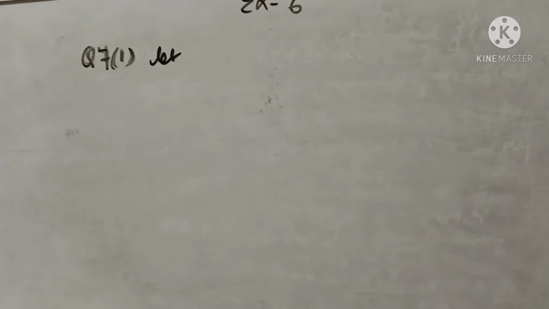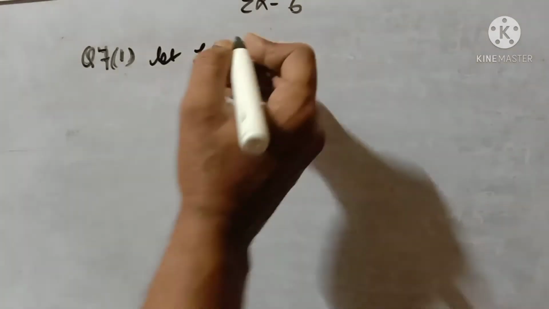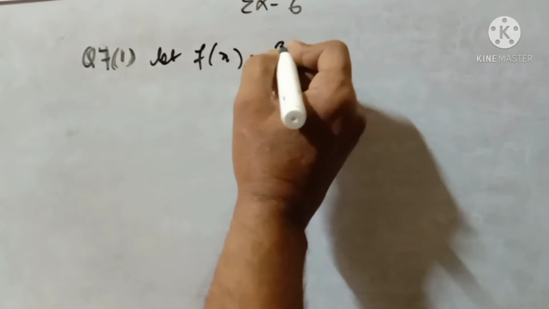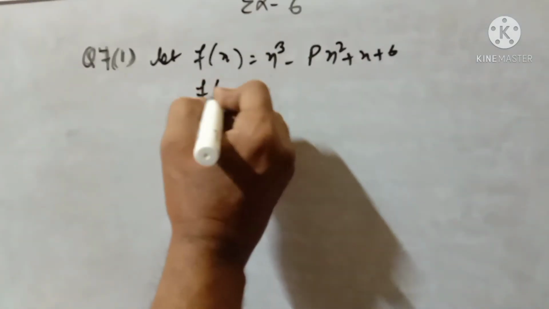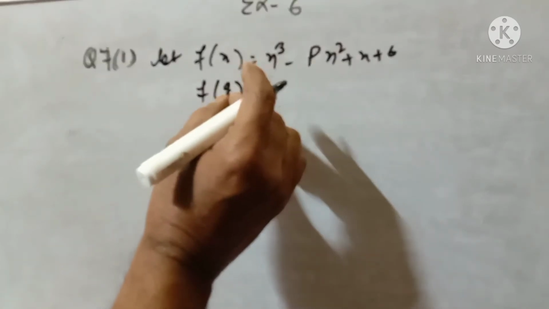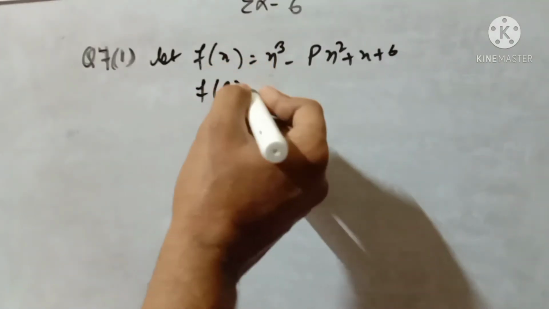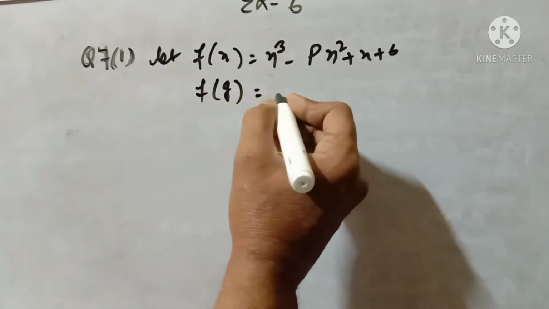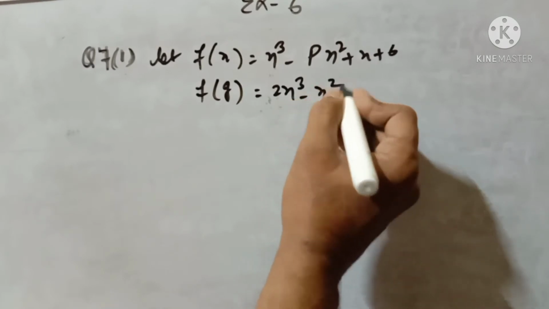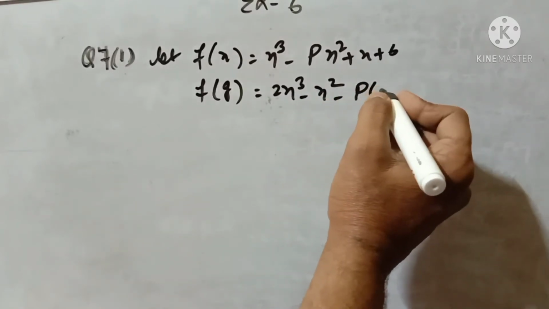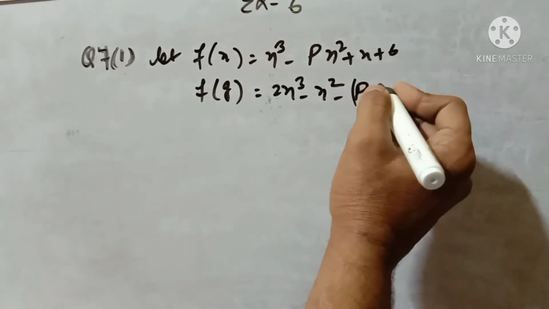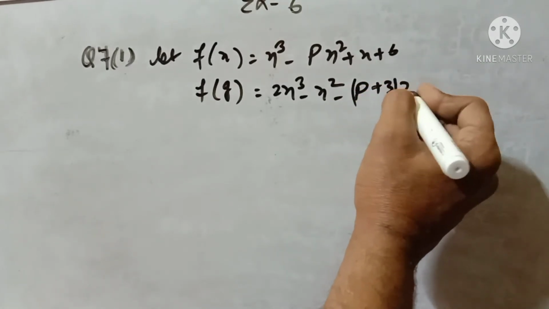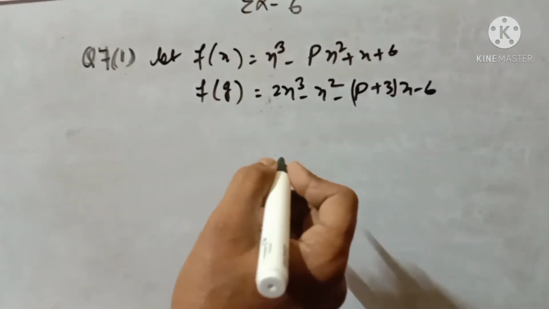Two equations are given, so let f(x) equal x cube minus px square plus x plus 6, and g(x), any letter you can consider, I'm taking g(x), equal to 2x cube minus x square minus (p plus 3)x minus 6.